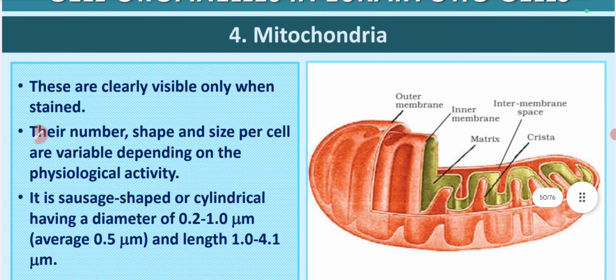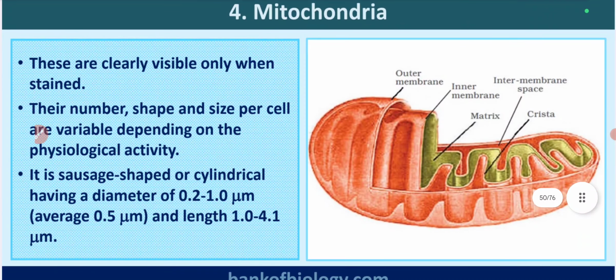Next, your mitochondria. These are clearly visible only when stained or colored. Their number, shape and size per cell are variable depending on the physiological activity. It is sausage shaped or cylindrical, having a diameter of 0.2 to 1 micrometer. On average we can say 0.5 micrometer, and length is up to 1 to 4.1 micrometer.